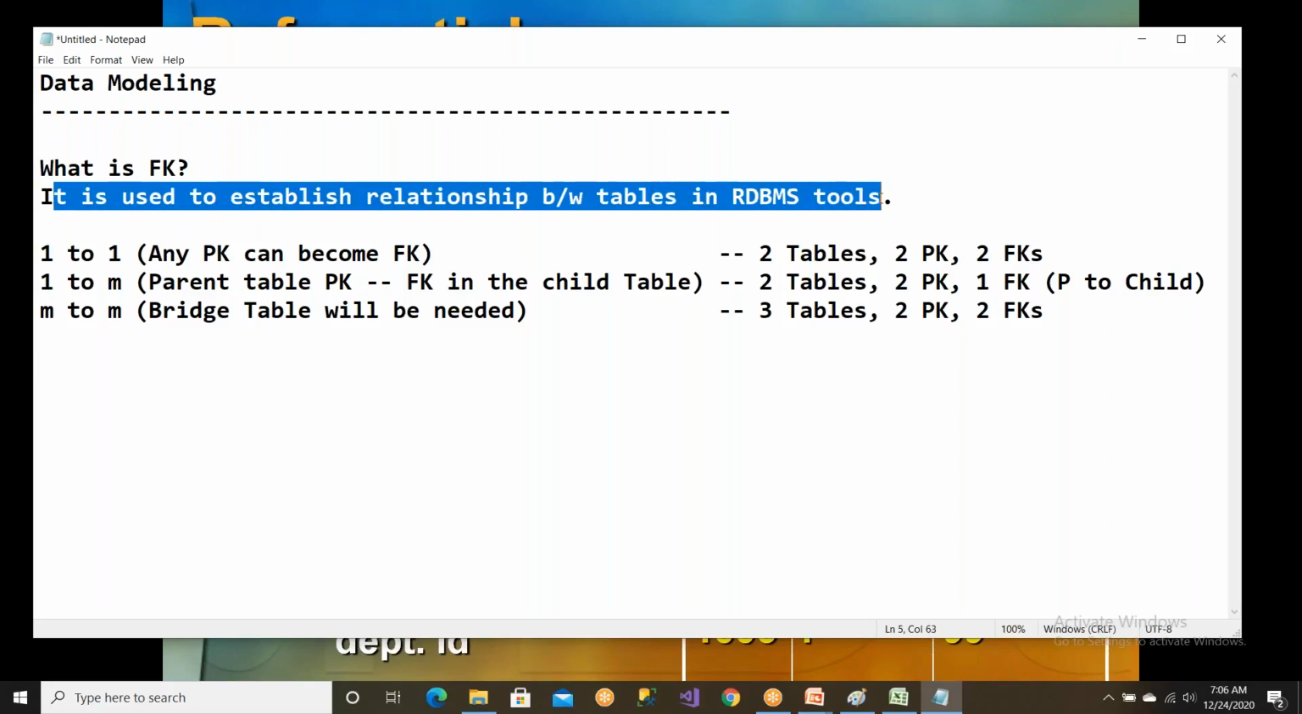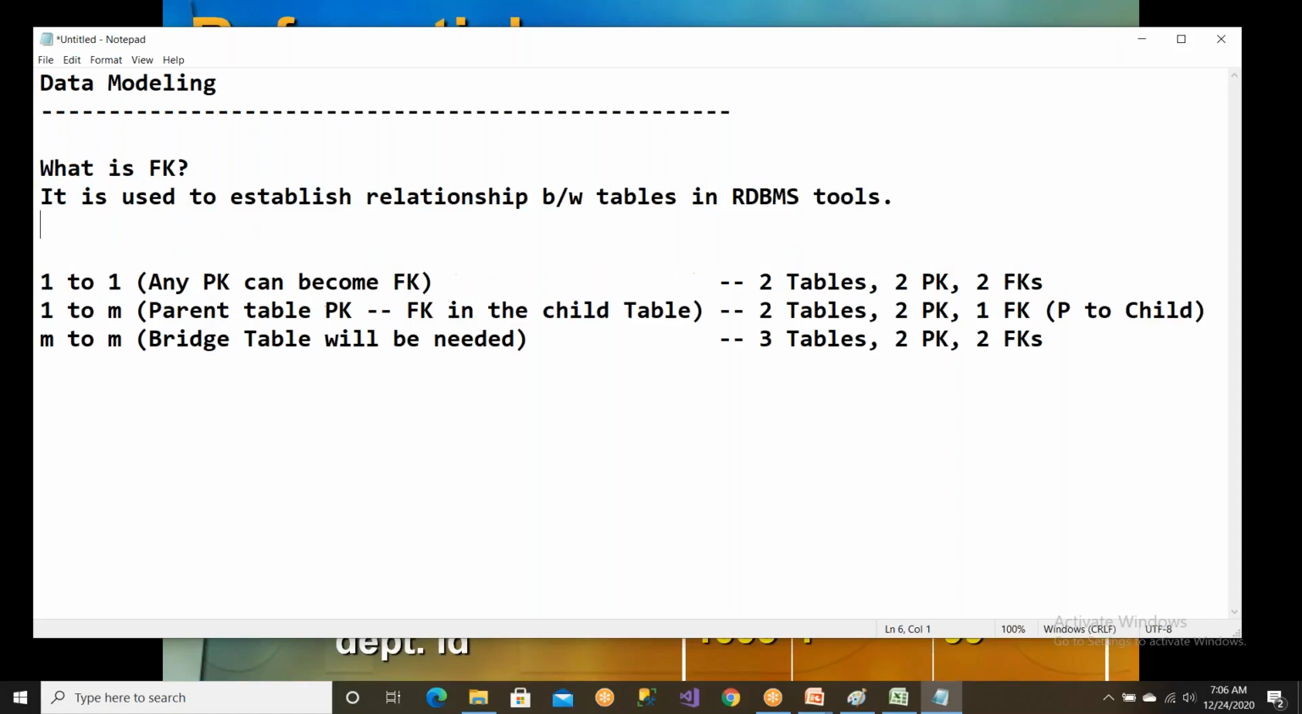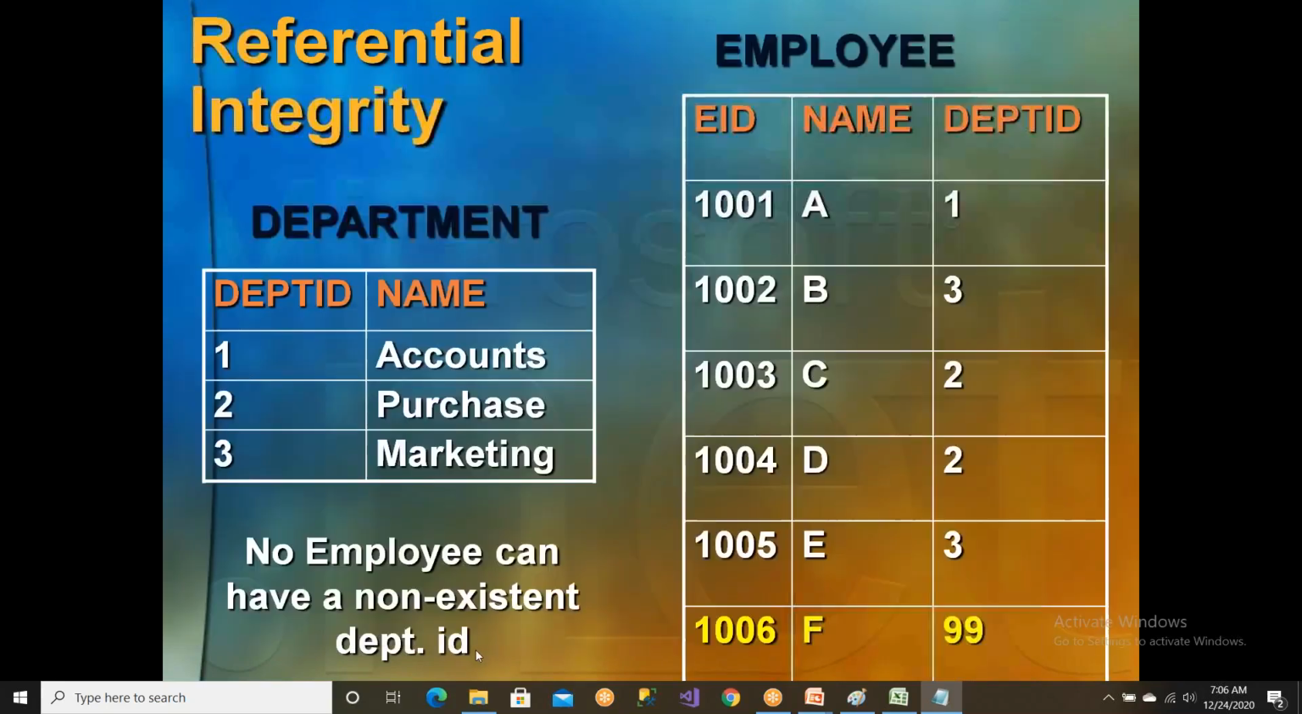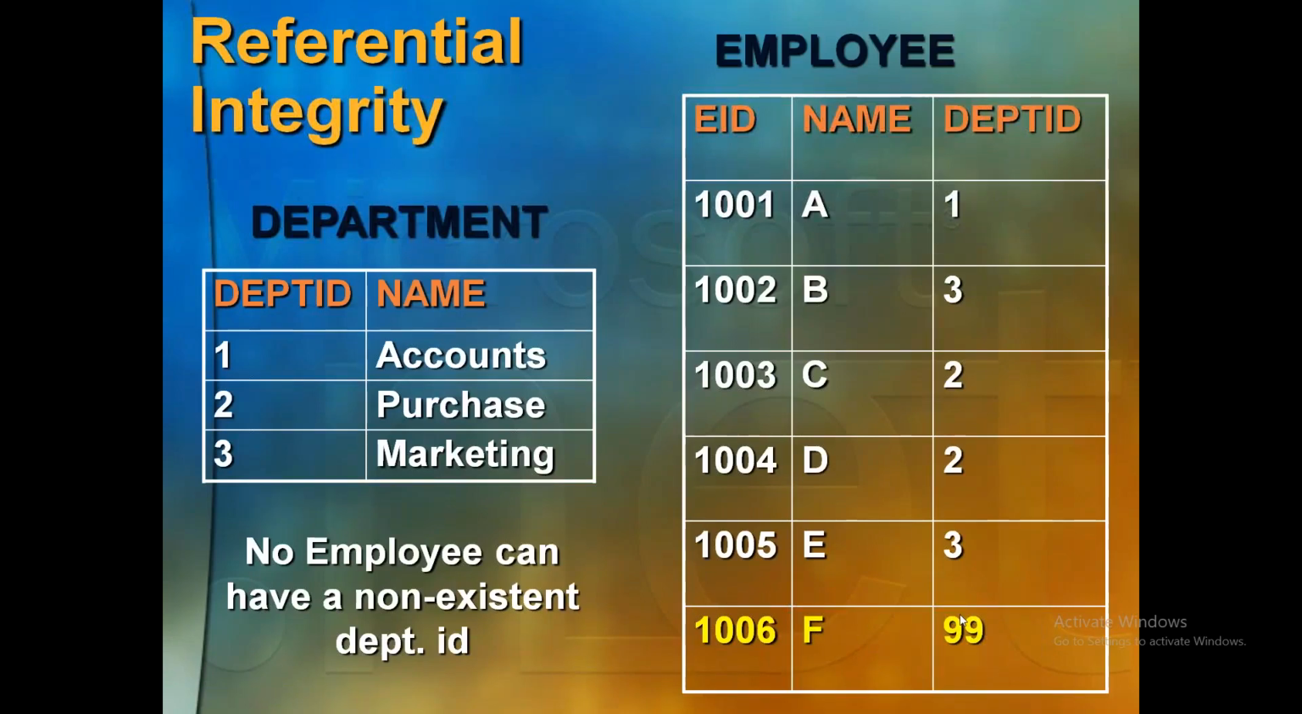It is used to establish relationships between tables. So when you create a foreign key, then what happens? It also performs an existence check. So this is also very, very important. Whenever you give any data in the child table, the foreign key constraint is going to ensure this number is available. Whatever number has been provided in this, it has to be there. Clear? So this is my foreign key. So no employee can have a non-existent department ID. Am I clear? Now, department ID is the foreign key.